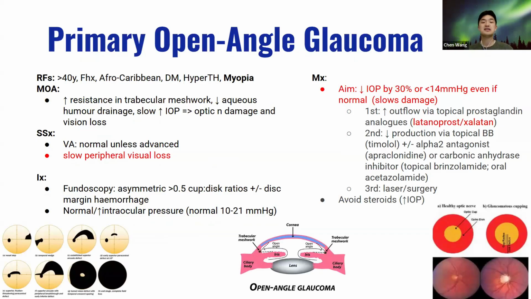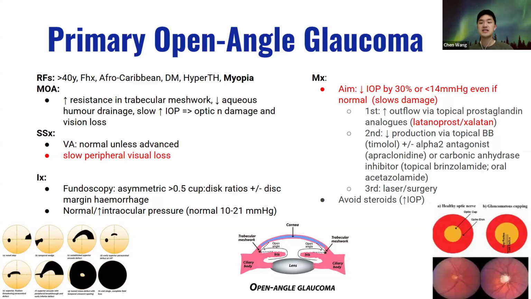Basically, what happens is that the visual loss will start peripherally and then will creep more centrally as the disease progresses. And this is due to an increased resistance in the trabecular meshwork, leading to a decrease in the drainage of the aqueous humor, which can lead to a rise in intraocular pressure, but a bit slower than what you might expect from acute angle closure glaucoma.